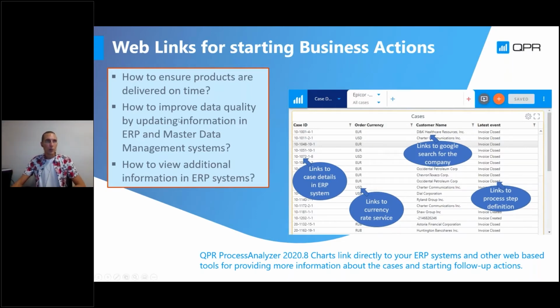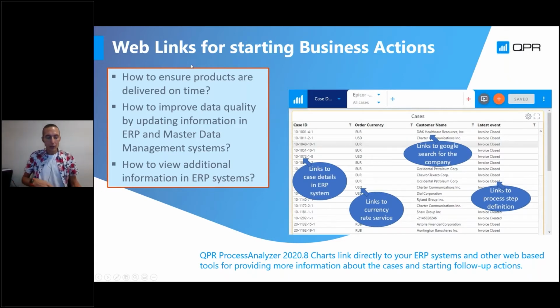How to improve the data quality? You can always go from these links to the actual records in your ERP or master data management systems to fix any problems you see in the analysis. You fix the source system, and once the new information is loaded, everything will work right. And you can get additional information from the ERP systems or some other systems. So the web links provide a lot of functionality.